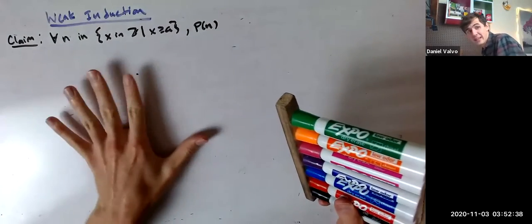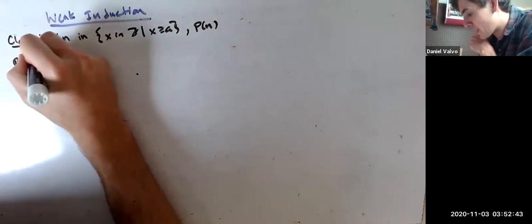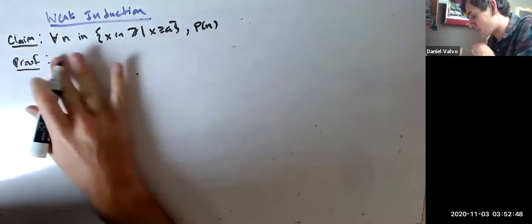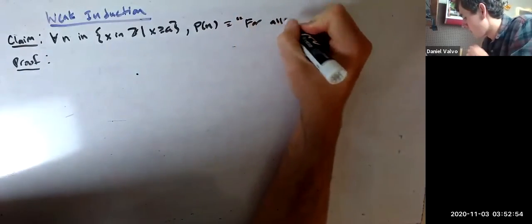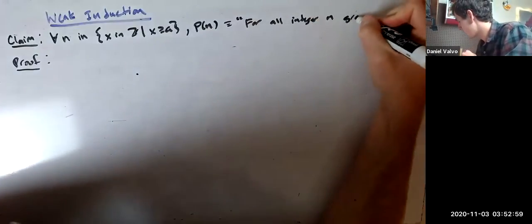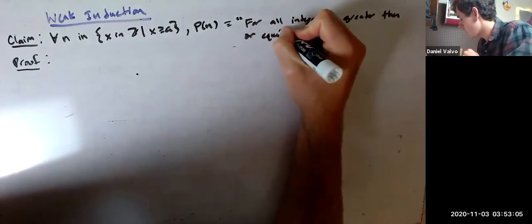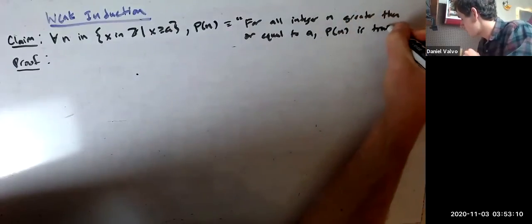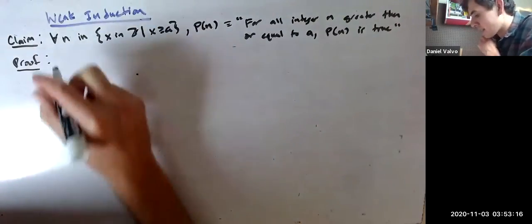To prove a claim like this, to prove by weak induction, here's what we do. We say proof. We always say proof. Don't forget that, people. People are forgetting that these days. Always say proof. And always write down your statement formally. This is the formal claim. The informal claim is that for all integers n greater than or equal to a, P of n is true. So that would be the informal. This is the formal. But the proof goes like this.